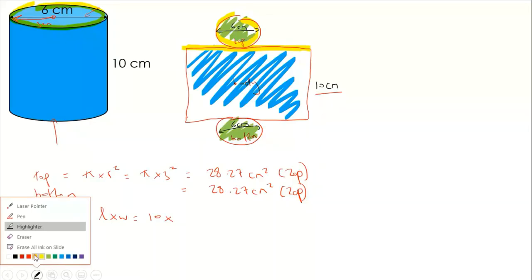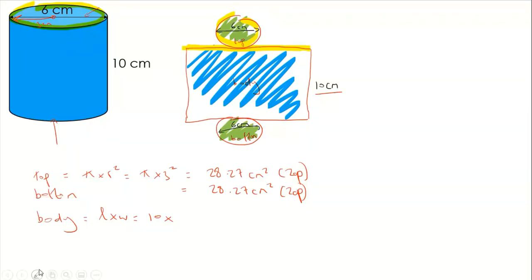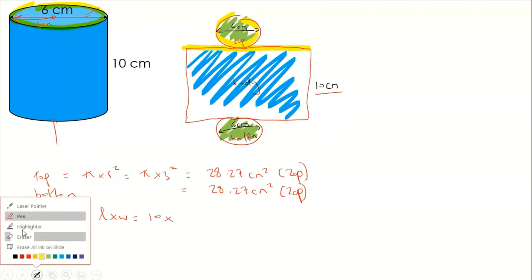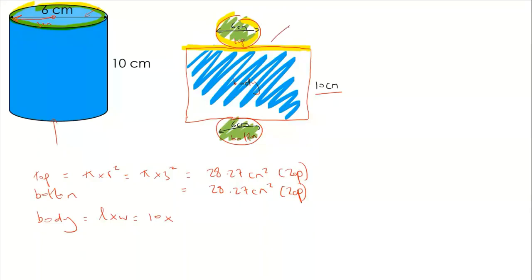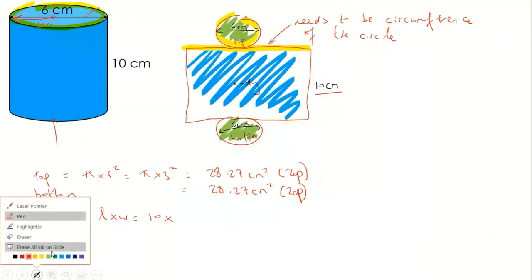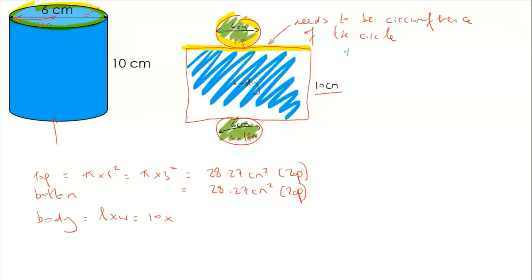And if it wraps around the circle completely, then it must be the same length as the circumference of the circle. So this bit here needs to be the circumference of the circle. Remember, from the starter, the circumference is pi times diameter. And this circle has a diameter of 6. So it's pi times 6.